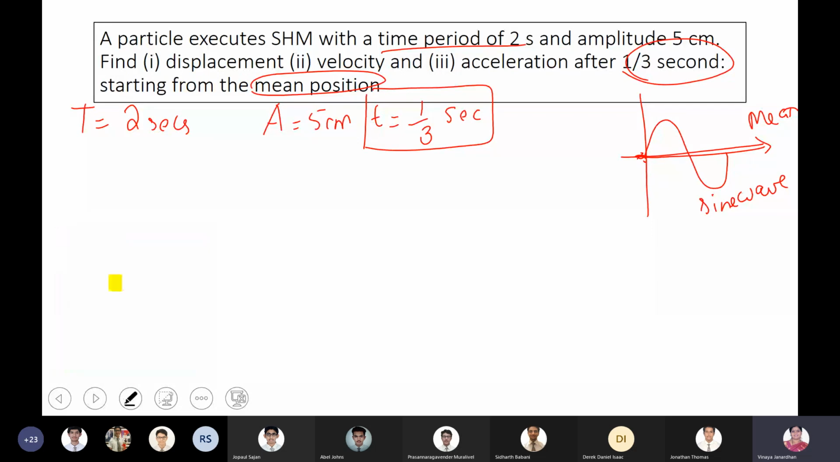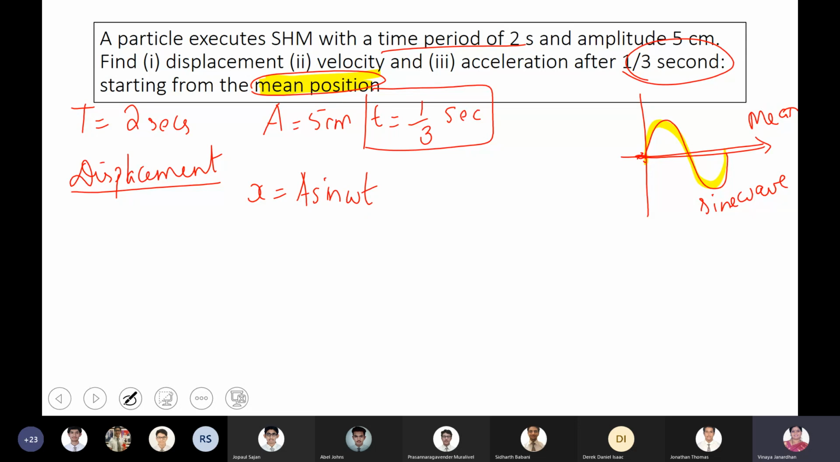Here you should not make an error. The body starts from mean position. Mean means rest position. If the body is starting from rest position, this is how the curve looks. It's a sine curve, which means your displacement at any instant should be represented in terms of sine function. x is equal to a sine omega t. We'll take the phase as 0.